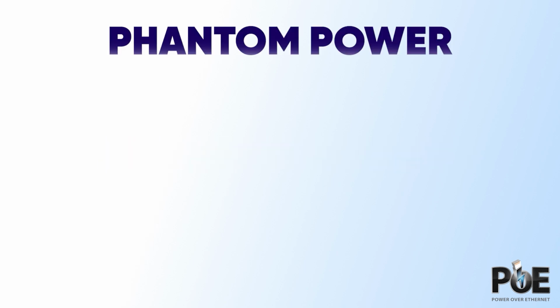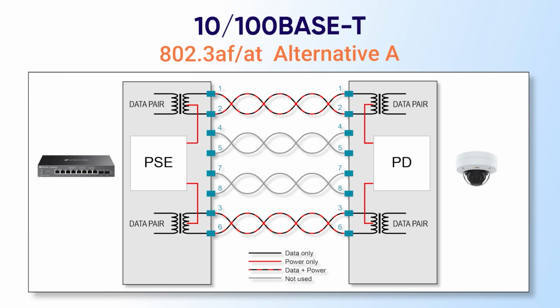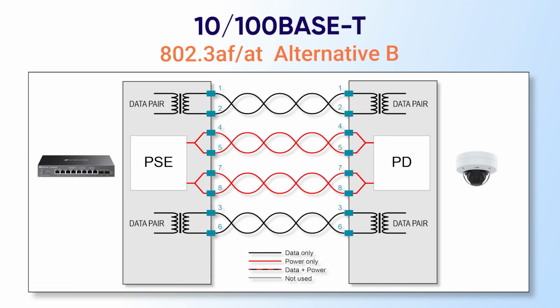Phantom power is the technology that allows the DC power to be carried on the same electrical conductor that's also carrying the Ethernet data signal. A 10/100 network following Alternative A utilizes phantom power on pairs 1, 2, and 3, 6. Pairs 4, 5, and 7, 8 are not used.